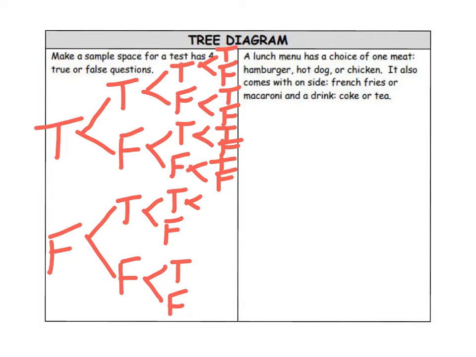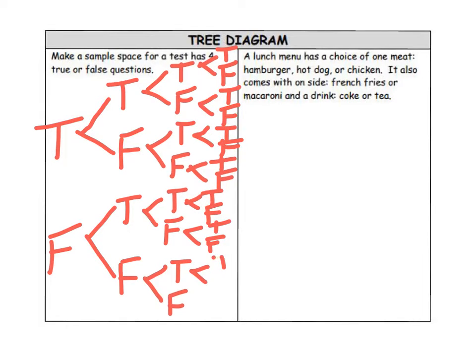So basically, there's still different combinations because you're looking at the first question, is it true or false? Second question, is it true or false? Third, is it true or false? And fourth, is it true or false? And I wasn't finished here, so let's keep going.